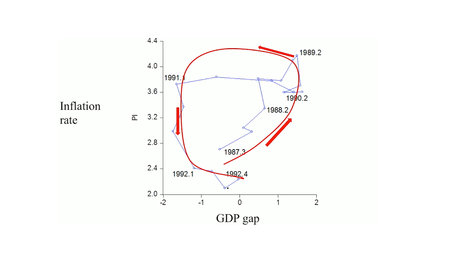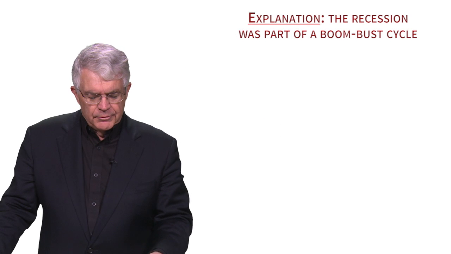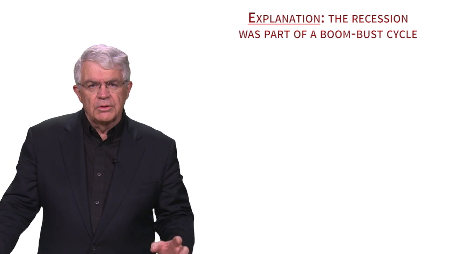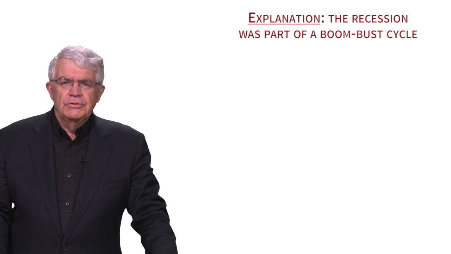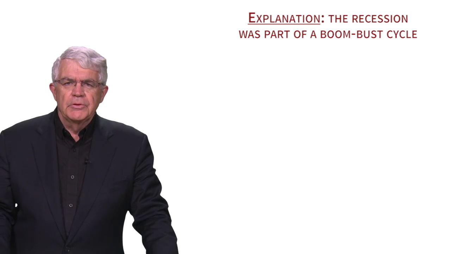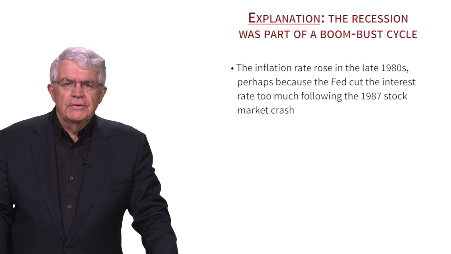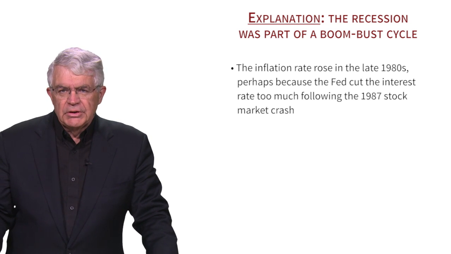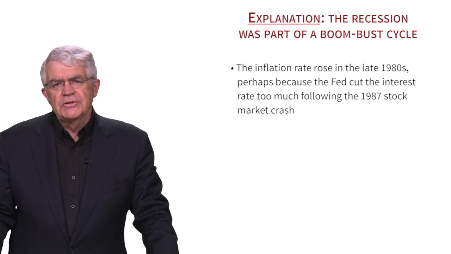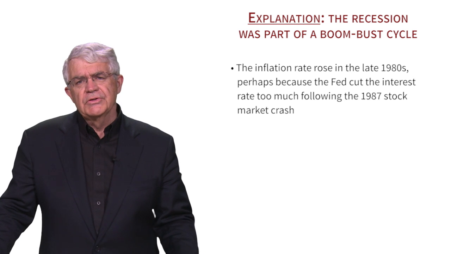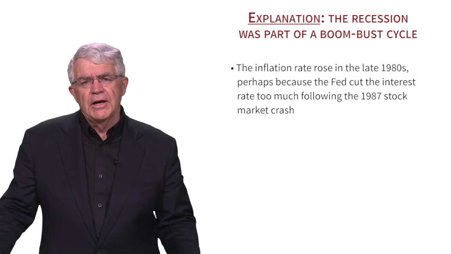And so what we want to do is, can we interpret these really fascinating dynamic movements with our ADIA model? And it turns out we can. So let's see how. There's the model and what the model suggests about what happened. So we want to argue in some detail, as you'll see, that this recession was part of a boom and then a bust. We're going to argue that the inflation rate rose in the late 1980s. We can see that in the data, but perhaps it was because the Fed cut its interest rate. In fact, maybe cut its interest rate too much in response to a very severe crisis in the stock market, the 1987 stock market crash.